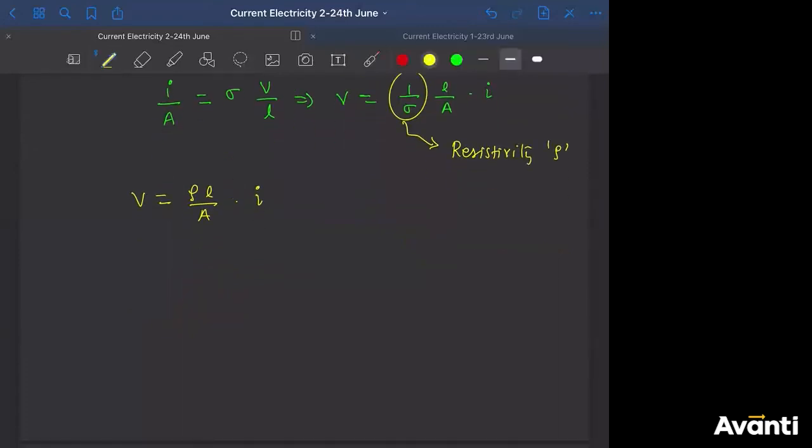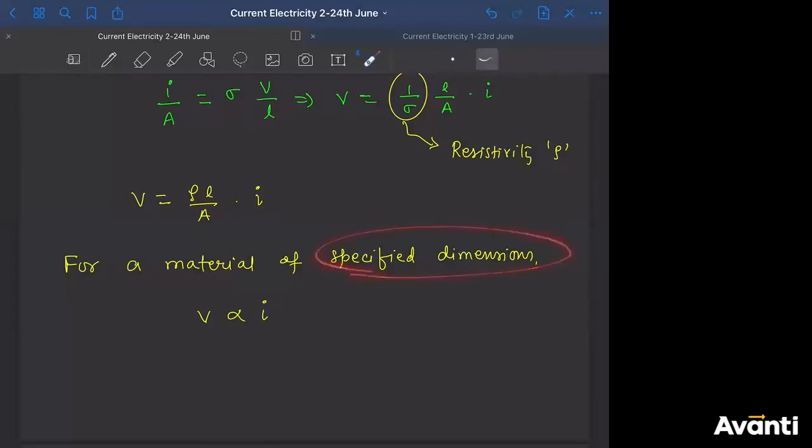So I am going to write this as, for a material of specified dimensions, I can say that V will be directly proportional to I. यही होता है ना? So for a material of specified dimension, that means dimensions will be constant. You can't change the dimension and then say, okay, V must be proportional to I. No. First, material has to be the same, and second, the dimension should remain the same.